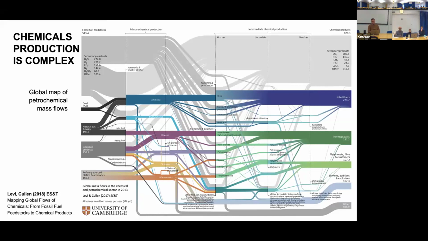I won't go much more into the map. I mean, fossil fuels on the left there, coal, natural gas, liquid oil, refinery, through to fertilizers, thermoplastics, thermosets, fibers and elastomers, and solvents on the right, with all your kind of normal things that we'd recognize in there. It's a very complicated picture.